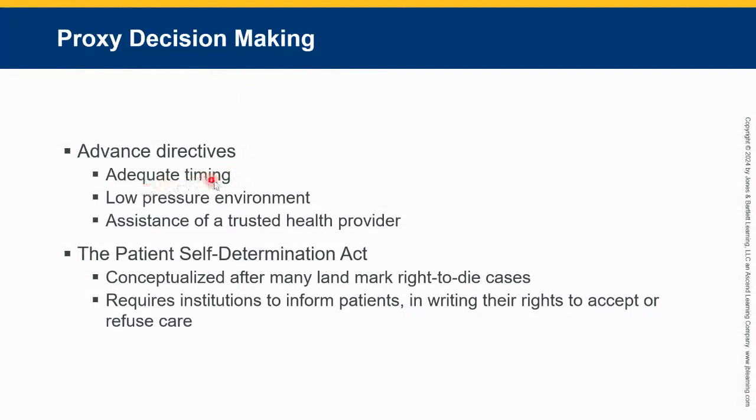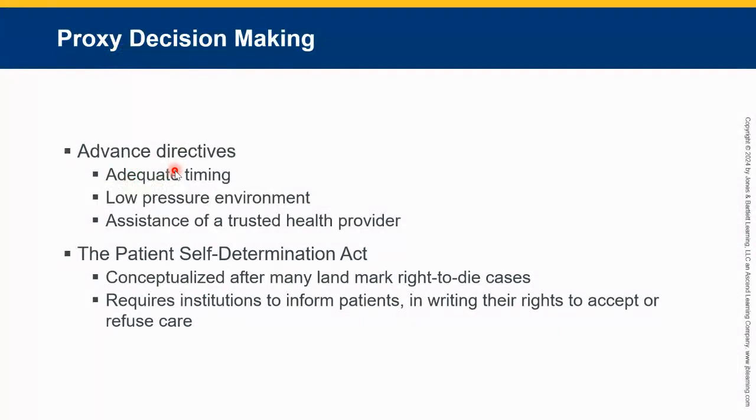So adequate time, a low pressure environment, and the assistance of a trusted health provider are probably the best conditions under which to process information. So these would be the best times and circumstances for somebody to make decisions about their advanced directives. So being a good advanced practice nurse means taking the opportunity to raise questions and provide necessary information related to this idea of a proxy decision maker if a patient appears receptive.